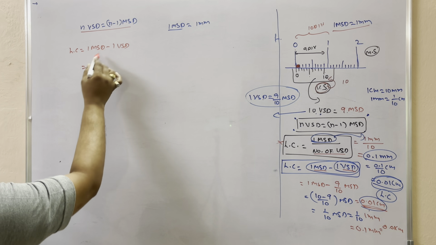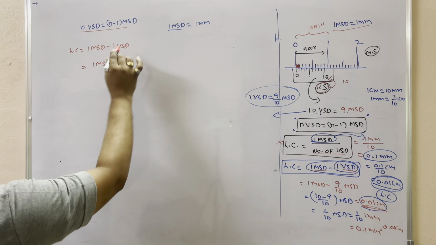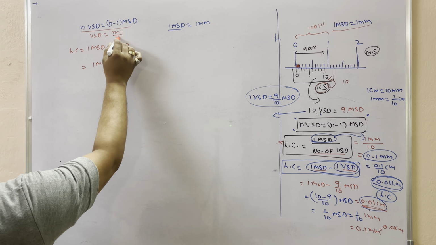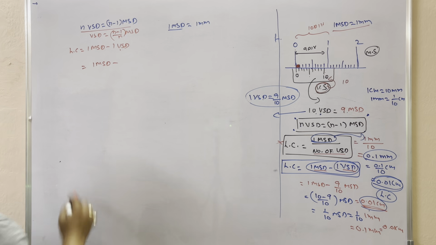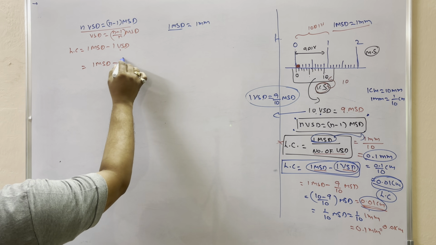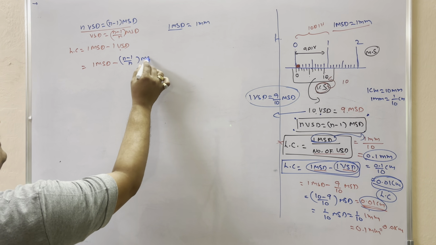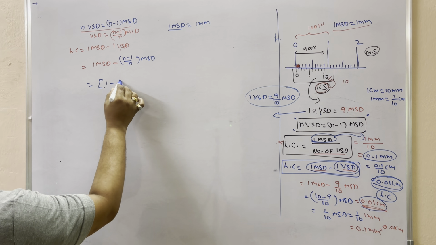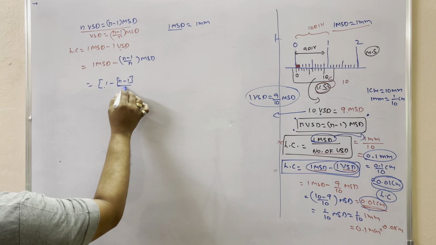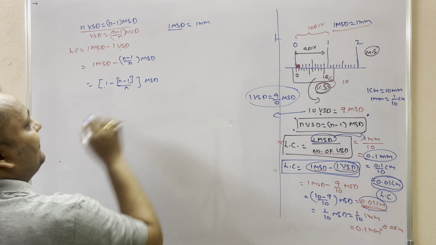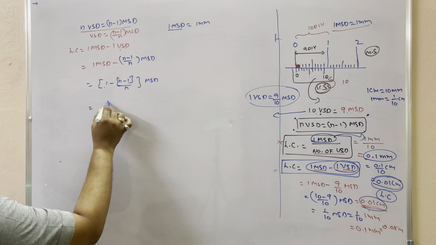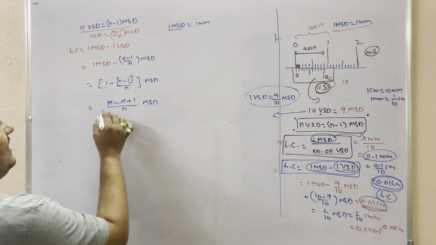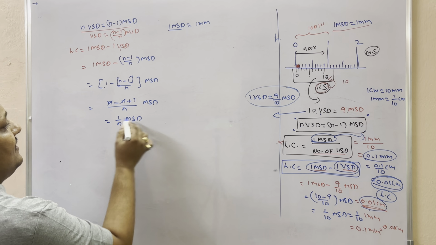Isn't it? So what is 1 MSD? 1 mm. 1 VSD you have to convert. 1 VSD equal to n minus 1 by n MSD. What is common now? MSD you can take common. 1 minus n minus 1 divided by n MSD. If you take LCM, n minus n plus 1 by n MSD. N will be cancelled. 1 by n MSD.